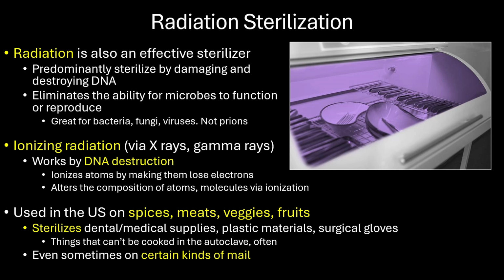We actually use this pretty regularly in the US on sterilizing practices for spices, meats, veggies, and fruits. We can also use this method to sterilize different kinds of medical supplies, a lot of plastic materials and surgical gloves, things that we can't really put in an autoclave or an oven, because they will be damaged by the heat. We can actually use this type of sterilization, which doesn't use heat at all.